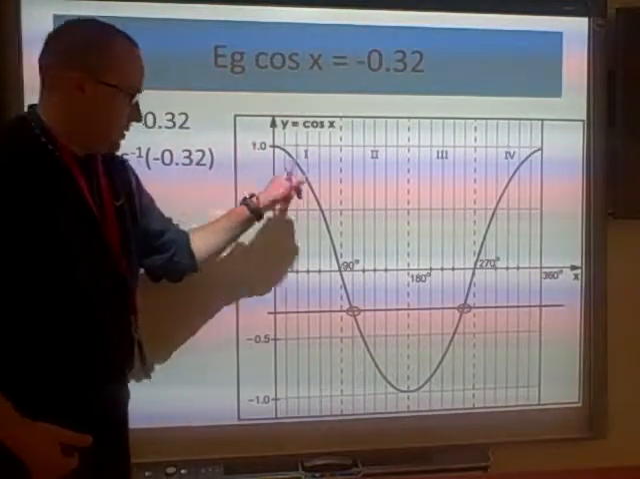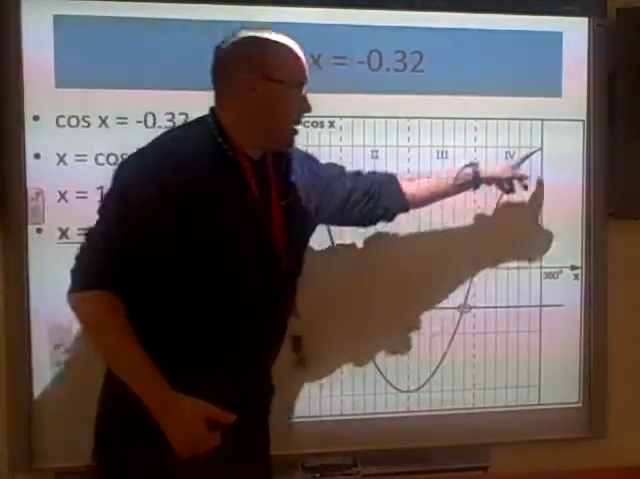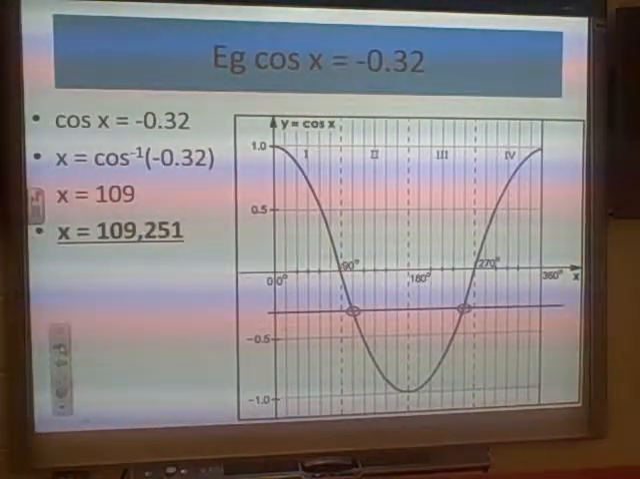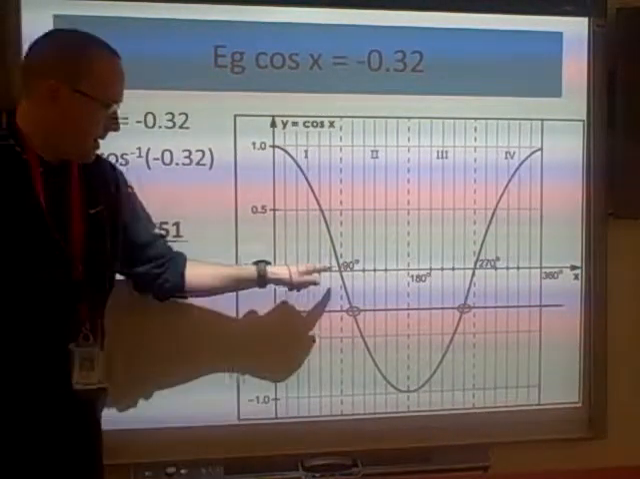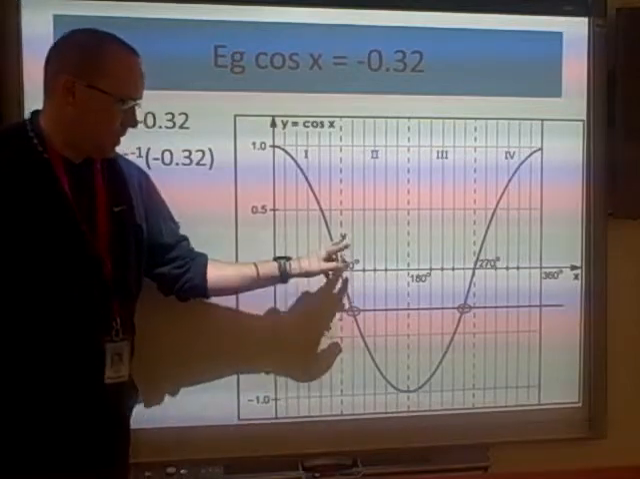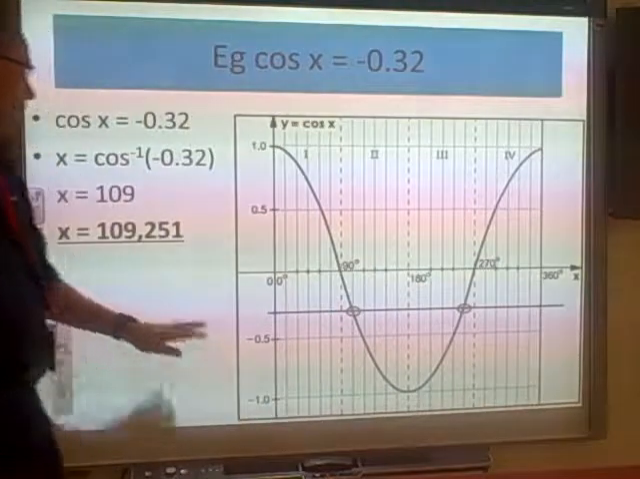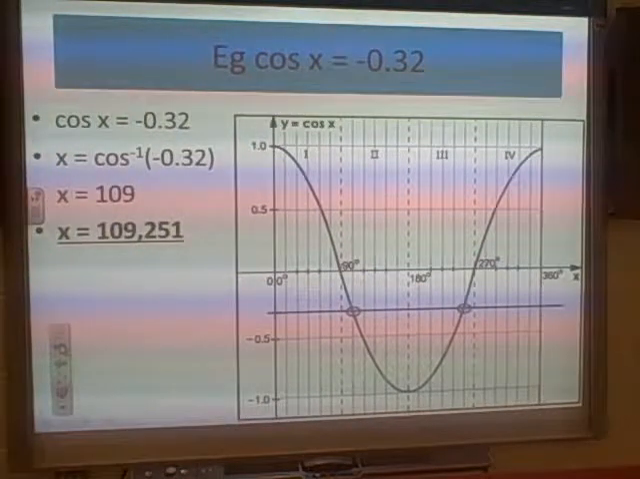By symmetry, it's 109 degrees from here, and therefore it's 109 degrees less than 360 as well. The other thing we can notice is that with it being 109, this is actually 19 degrees past 90 degrees. Therefore this must be 19 degrees less than 270, which is also 251. So using the symmetry of the graph is important to find out those other values.